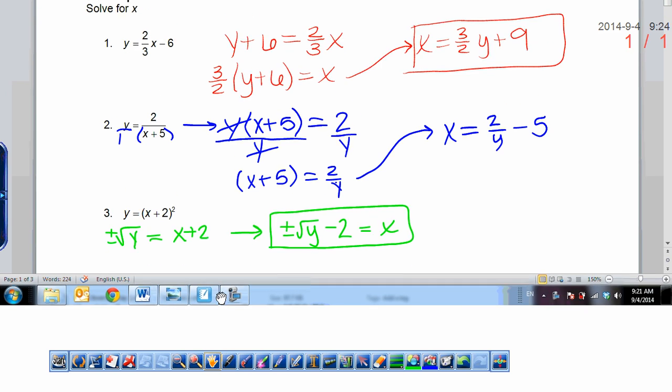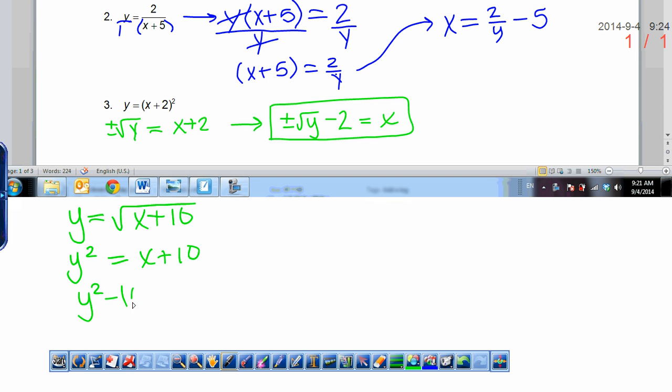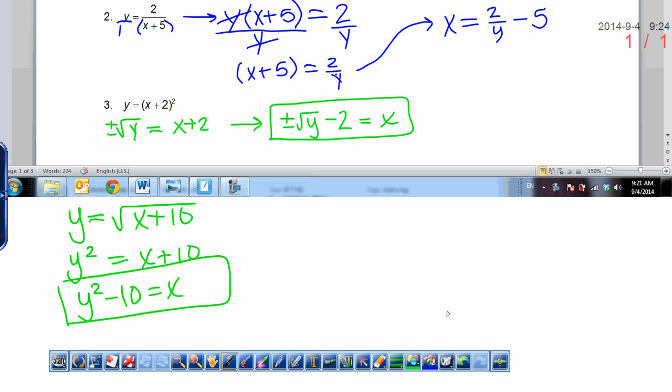Okay, on number 4, you had y equals the square root of x plus 10. What are you going to do first? Square. All right, so y squared equals x plus 10. Then what? y squared minus 10 equals x. Alrighty. Oh, sorry. Dusting off the cobwebs. Exactly.